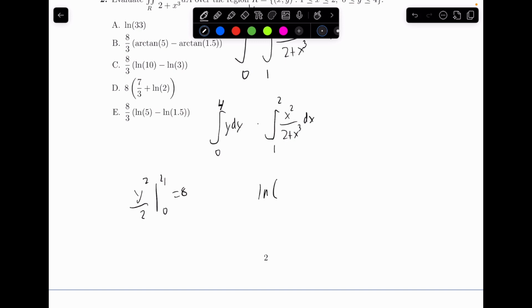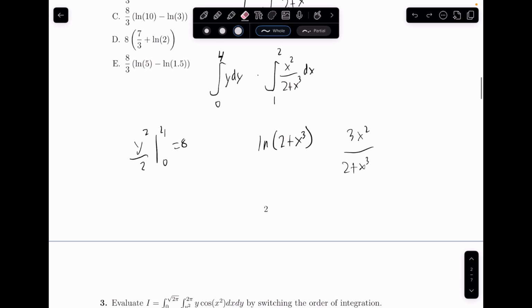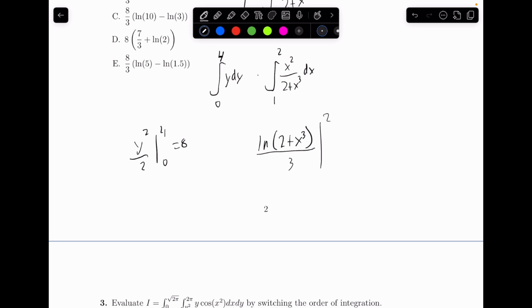Let's just guess it's some ln 2 plus x cubed. I think that's a pretty good guess. We take that as our integral guess. If we differentiate, we're going to get 3x squared over 2 plus x cubed. And that's pretty much exactly what we have here, but times 3. So if we just divide by 3, we should get our proper integral. And that's exactly what u sub is doing anyways, behind the scenes.